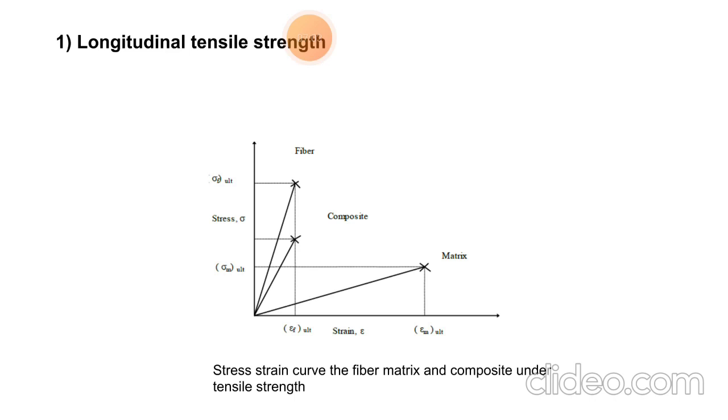The stress strain curves of the fiber, matrix, and composite under tensile load are shown in the figure. Fiber and matrix are isotropic, homogeneous, and linearly elastic until failure. The failure strain for the matrix is higher than for the fiber, which is the case for polymeric matrix composites. For example, glass fiber fails at a strain of 3 to 5 percent, but an epoxy fails at a strain of 9 to 10 percent.